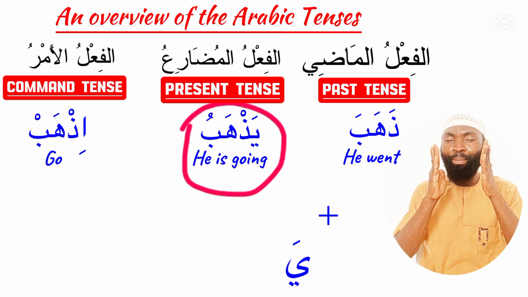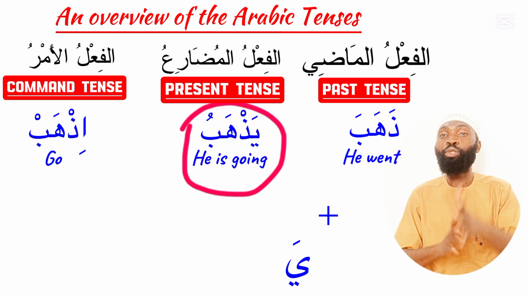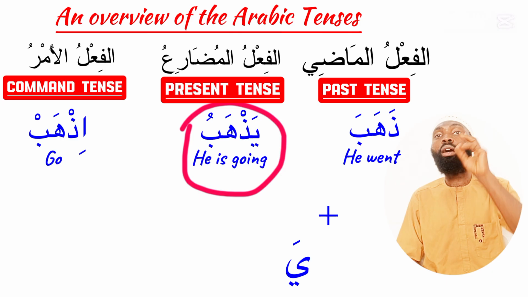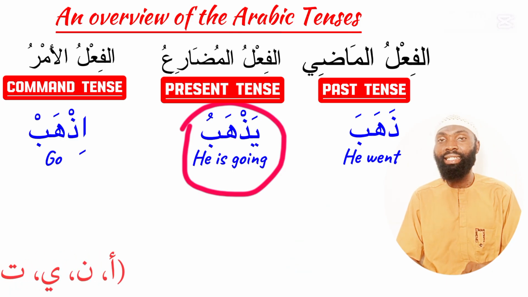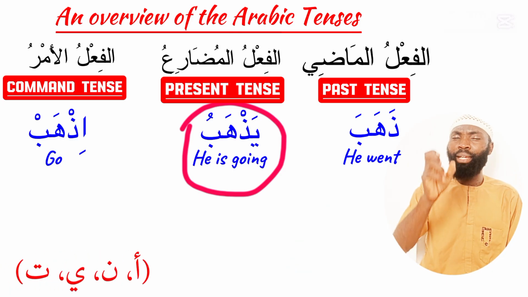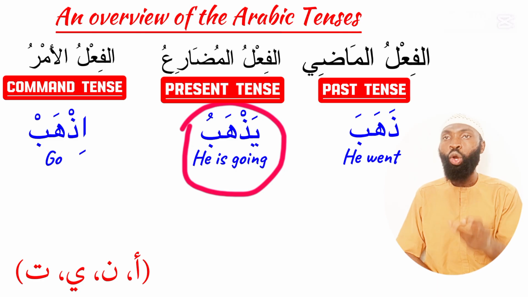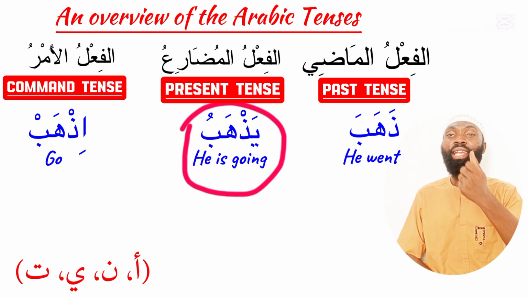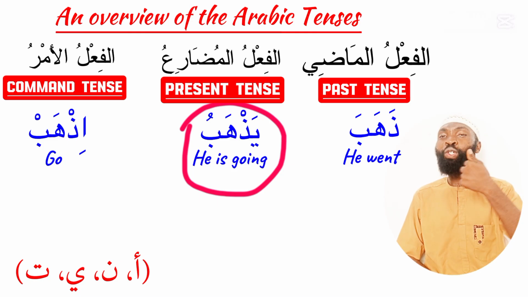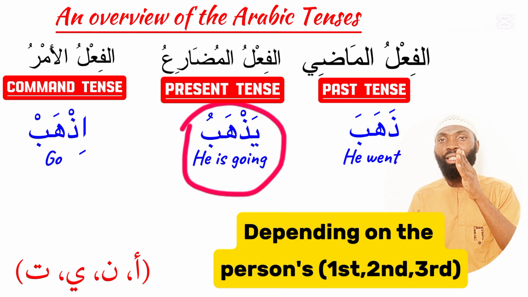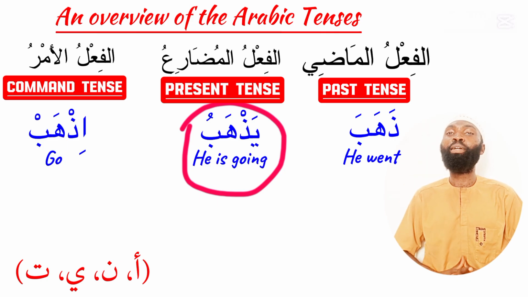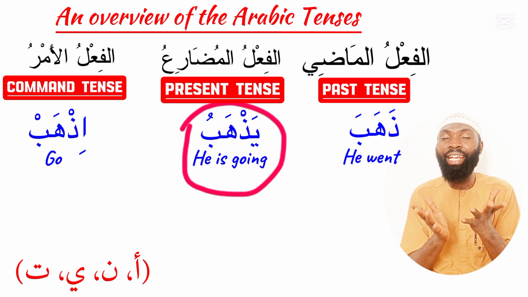So from here, let me let you know that all of the present tense verbs you come across in the Arabic language will begin with one of these 4 letters. You can see a present tense verb beginning with the first letter hamza, or it could even begin with noon, or this present tense verb could begin with ya, and it could also begin with ta, depending on the person that you are referring to.